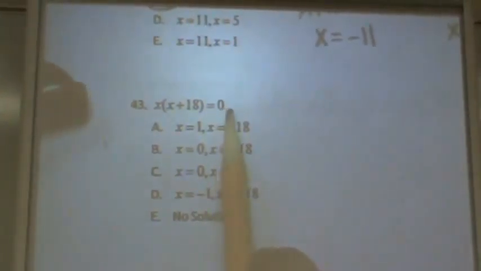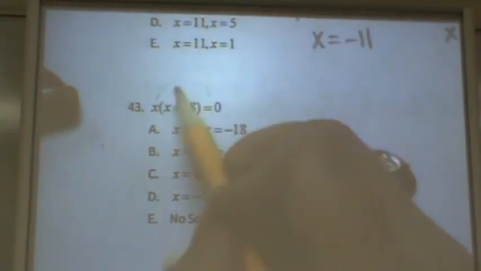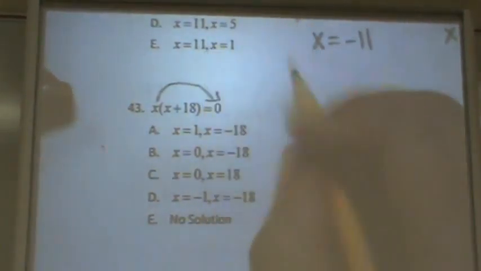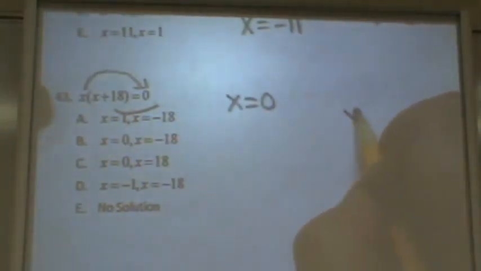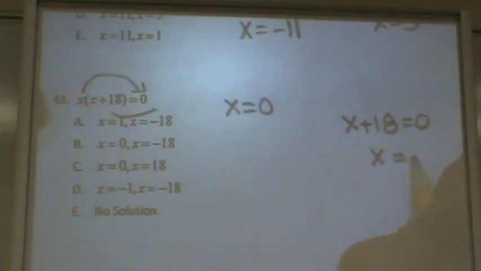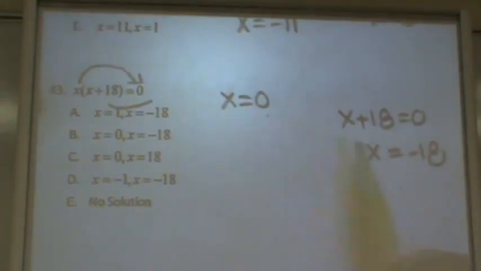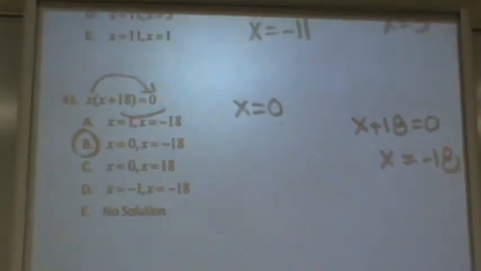43 is already factored for you, and it's set. We have this zero product property that says if we have a product set equal to 0, for each variable, you're going to set it equal to 0, so x equals 0, or x plus 18 is equal to 0. So subtract 18. So your two possible answers are 0 and negative 18. So B is the correct answer.